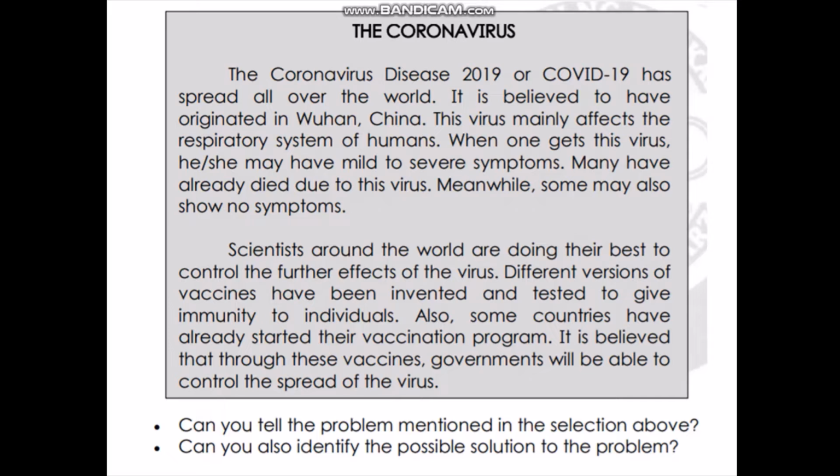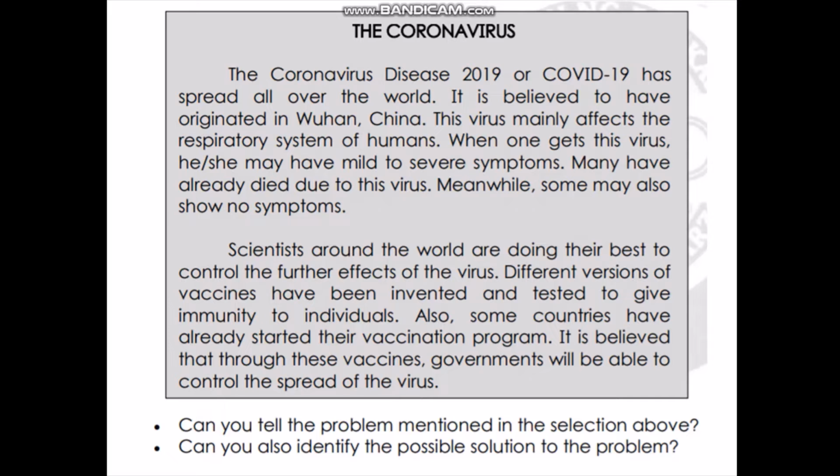The coronavirus. The coronavirus disease 2019 or COVID-19 has spread all over the world. It is believed to have originated in Wuhan, China. This virus mainly affects the respiratory system of humans. When one gets this virus, he or she may have mild to severe symptoms. Many have already died due to this virus. Meanwhile, some may also show no symptoms.